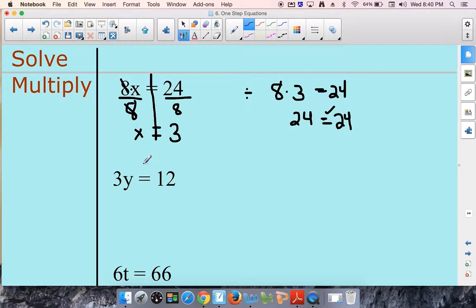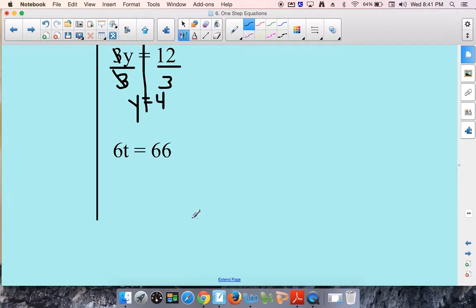So let's try this one. We draw our line down. We need 3 times something gives me 12. Well, we're multiplying, so the inverse of multiplying is dividing. Again, we use the fraction bar. This cancels, and y equals 4. Again, we can check it. 3 times 4 equals 12, so it checks out. Again, stop the video and try this next one. When you're done, hit play again to see how you did.